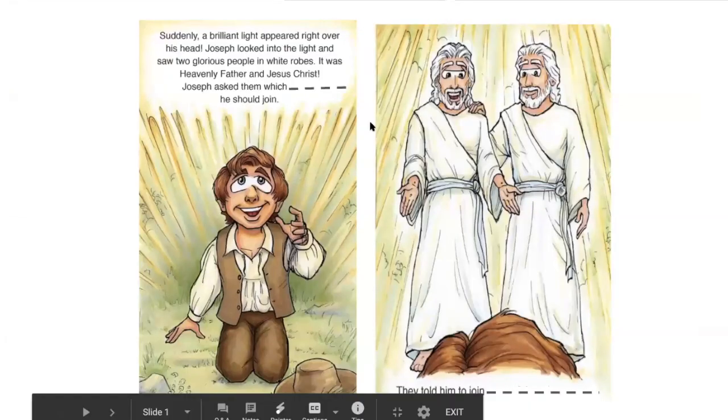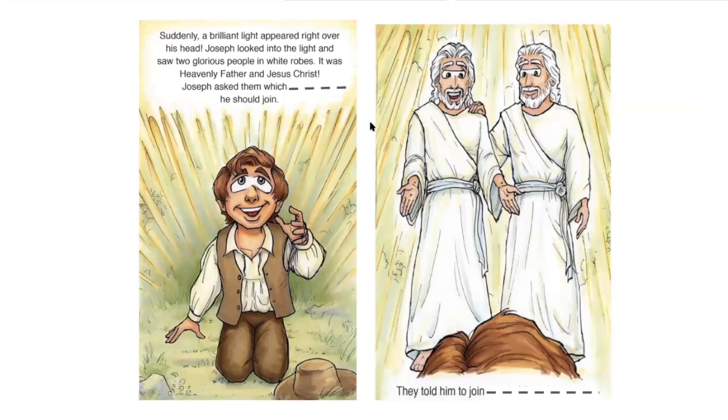Okay, so this is a page right out of this book we have on our coffee table for our youngest son. "Suddenly, a brilliant light appeared right over his head. Joseph looked into the light and saw two glorious people in white robes. It was Heavenly Father and Jesus Christ. Joseph asked them which he should join." Now, I'm not saying there are four words or four letters. There's just something missing there.